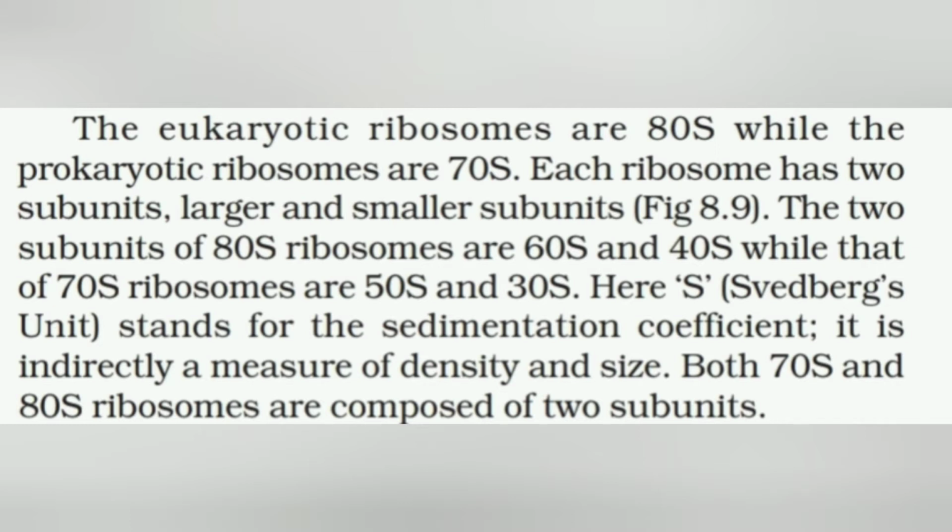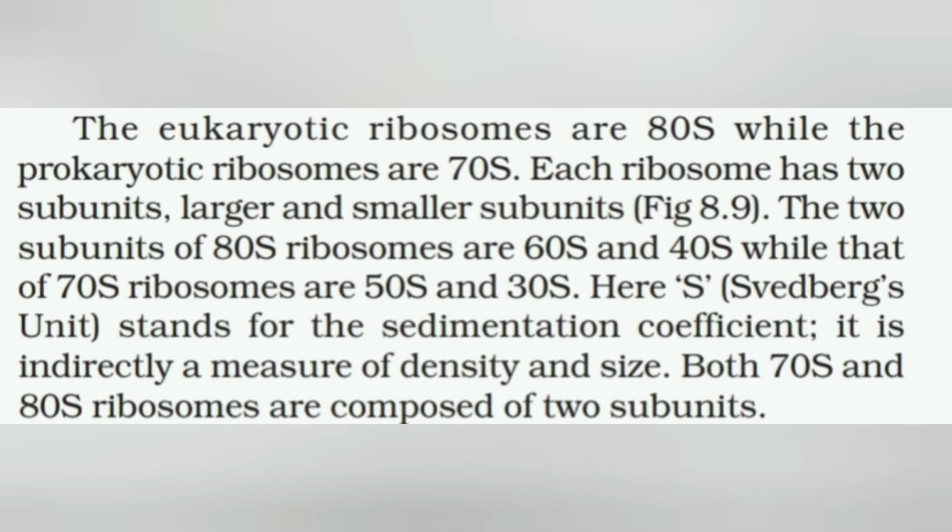20, 70 minus 20 is 50 and 50 minus 20 is 30. This way you will get the units, because if you add up the units, it will be more than the actual number. So don't add it, just keep the rule in your mind that you have to continuously subtract 20 from one another. Here, S, that is Svedberg's unit, stands for the sedimentation coefficient. It is indirectly a measure of density and size of the ribosome particles or ribosome units.